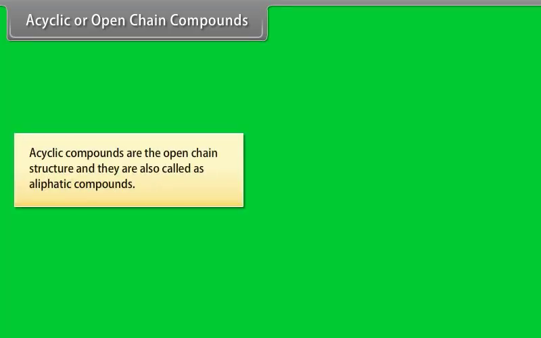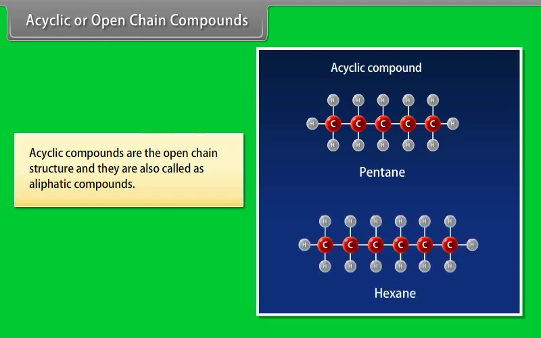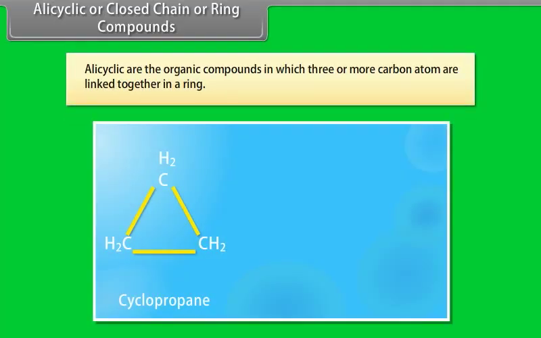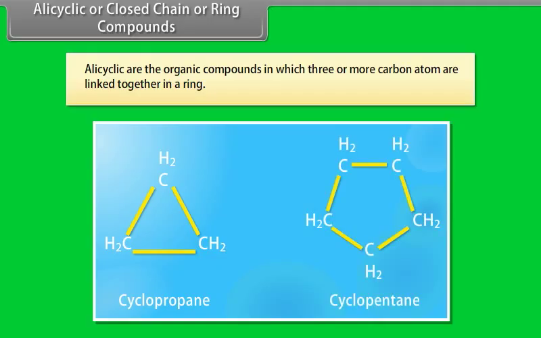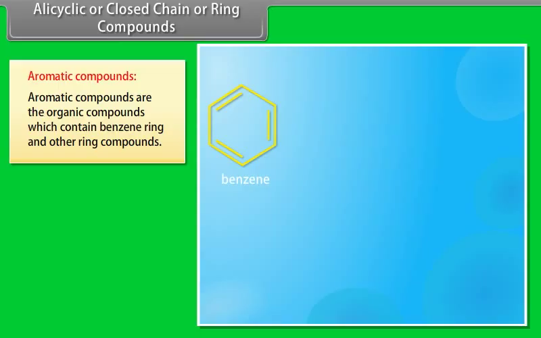Acyclic or open-chain compounds. Acyclic compounds are the open-chain structures, and they are also called aliphatic compounds. Alicyclic or closed-chain or ring compounds. Alicyclic are the organic compounds in which three or more carbon atoms are linked together in a ring. Aromatic compounds. Aromatic compounds are the organic compounds which contain benzene ring and other ring compounds.